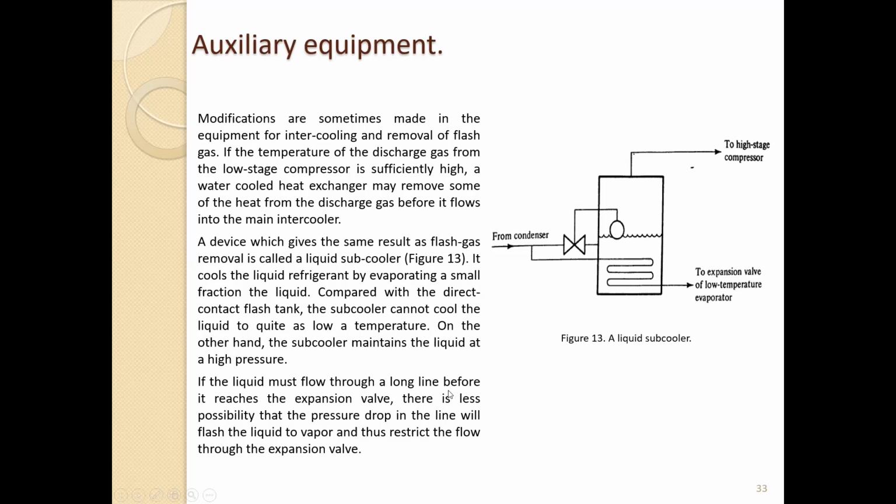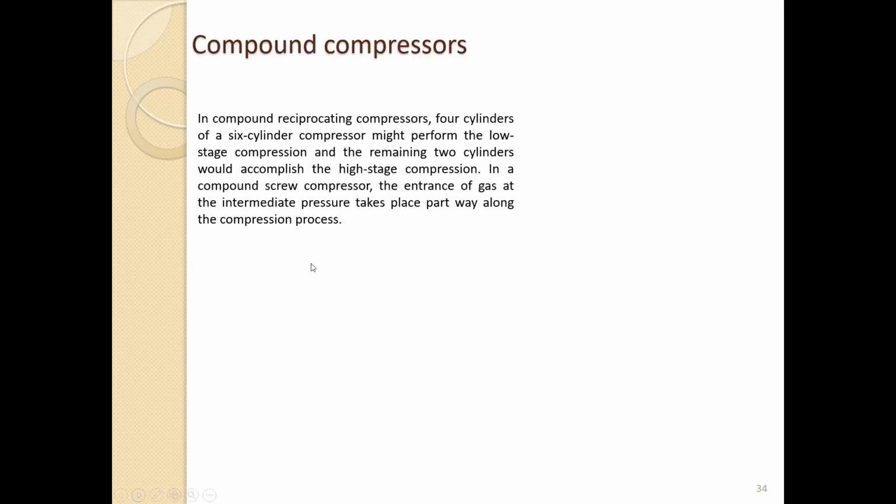If the liquid must flow through a long line before it reaches the expansion valve, there is less possibility that the pressure drop in the line will flash the liquid to vapor and thus restrict the flow to the expansion valve. Compound compressor. In a compound reciprocating compressor, 4 cylinders of a 6-cylinder compressor might perform the low stage compression and the remaining 2 cylinders would accomplish the high stage compression. Ibig sabihin, dalawang compressor na isang case lang, isang package lang. In a compound screw compressor, the entrance of gas at the intermediate pressure takes place partway along the compression process.